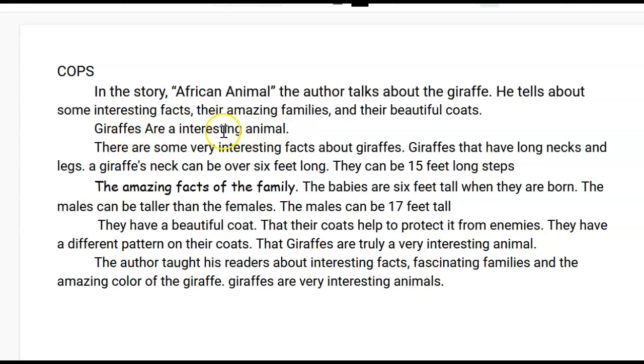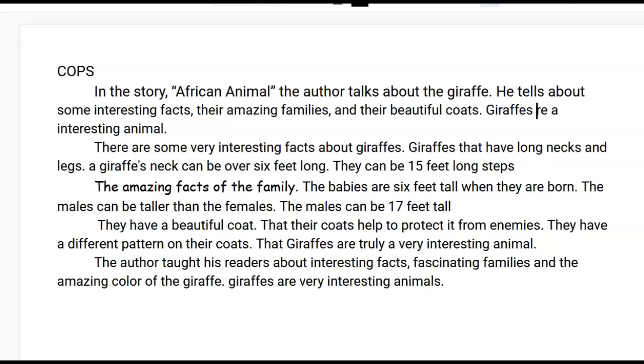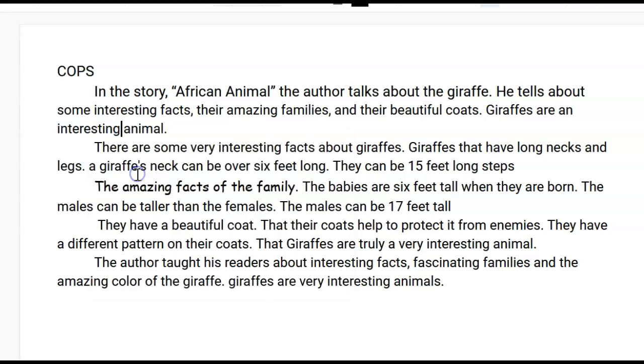Now they have giraffes are an interesting animal. I think that should be right up here in their first paragraph. So I'm going to take this, I'm going to backspace so I get it in there. And then look at this. Giraffes are. See that A in there? That should not be capitalized, not in the middle of a sentence. Giraffes are a, oh, now there's a blue underline. I'm going to right click on it and it says an interesting. That's right. Because if you have a in front of a word that starts with a vowel, you need to put the N in front of it and make it an interesting animal. So there's our first paragraph.